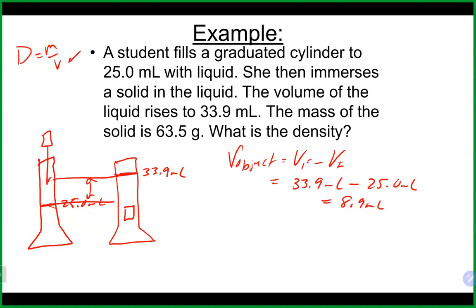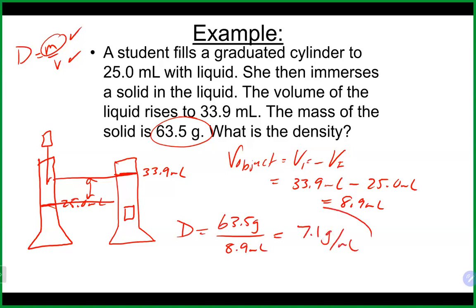So we now have the volume, and we obviously have the mass given to us in the problem. So we have everything we need to solve for the density. Density here would be 63.5 grams divided by 8.9 milliliters, going to give us 7.1 grams per milliliter. Any questions on that calculation?